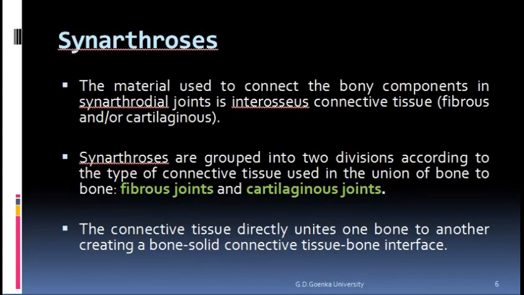Now, the synarthrosis joint. The material used to connect the bony components in the synarthrodial joint is interosseous connective tissue, that is fibrous or cartilaginous. Synarthroses are grouped into two divisions according to the type of connective tissue used in the union of bone to bone, that is fibrous joints and cartilaginous joints. The connective tissue directly unites one bone to another, creating a bone-solid connective tissue-bone interface. It means in a synarthrosis joint, the chances of mobility are very low because of the direct connection of bone to bone.